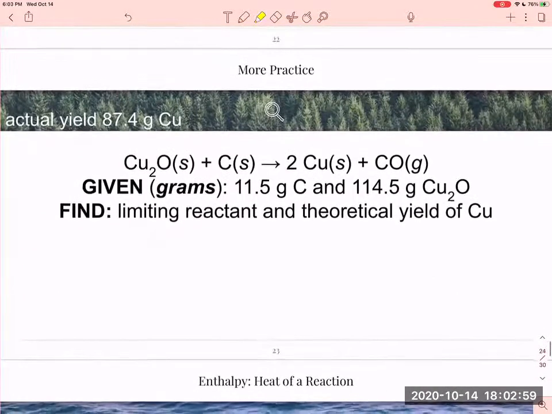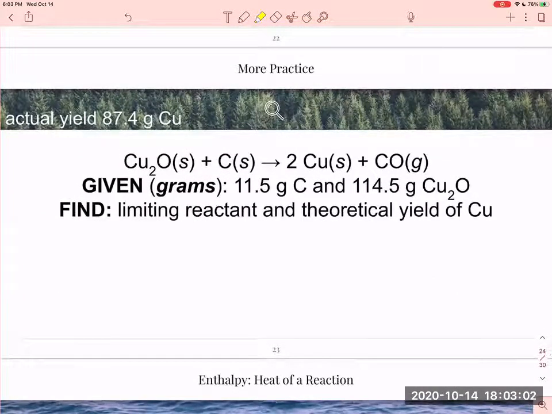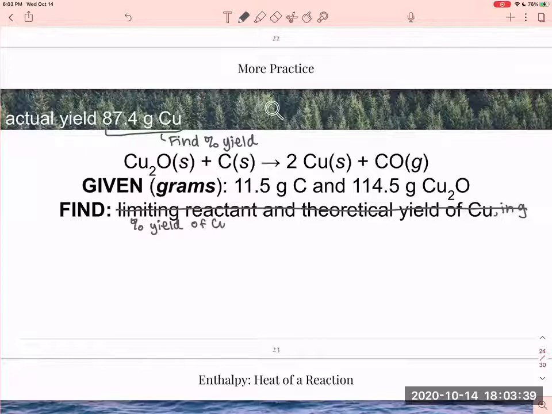Okay, so let's do one more. So give me the theoretical yield here. Sorry, let's do it in grams. And then I'm giving you an actual yield here, so you can also find percent yield. It's not typed in, but you can find percent yield as well. So how about we change it up. Let's find the percent yield of copper.